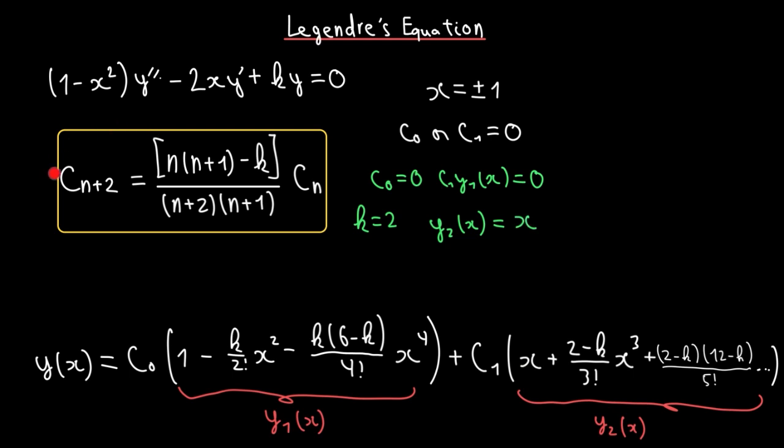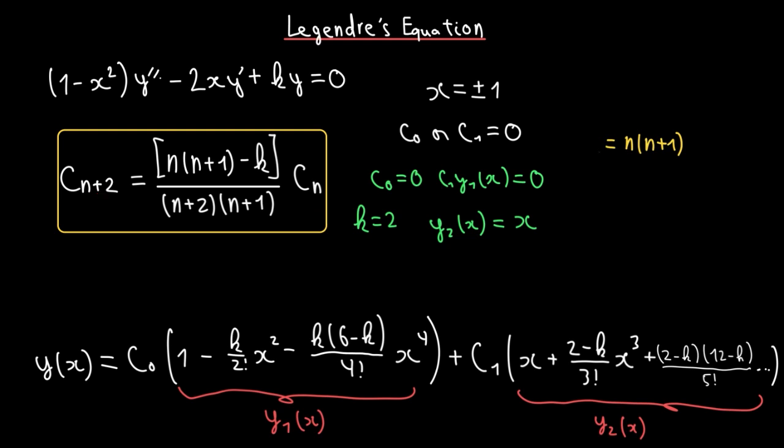And actually, we can use the recurrence relation to find a general expression that k needs to have in order for a series to stop. Indeed, if we set k equal to n times n plus 1, well, the successive terms after cn, so cn plus 2, cn plus 4, will be equal to 0. Indeed, if we set k equal to n times n plus 1, we would have n times n plus 1 minus n times n plus 1, so 0. And so the terms after cn, cn plus 2, cn plus 4, will be 0, and the series hence stops.